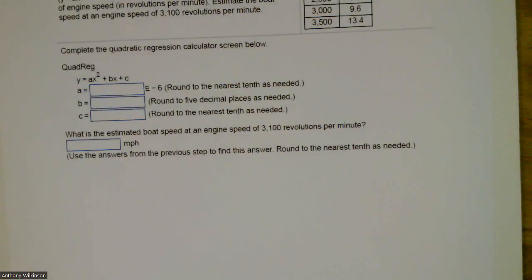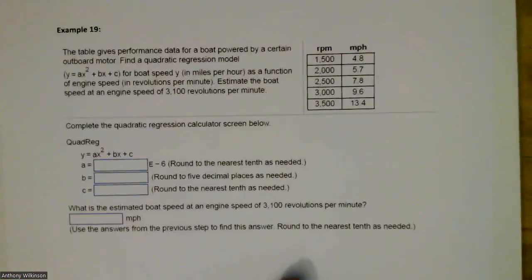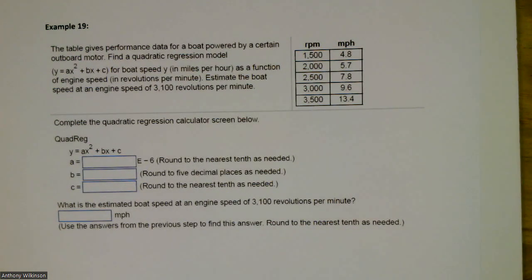So on the last page here, this is what we have. Here we're going to use a table. It gives the performance data for a boat powered by a certain outboard motor. We want to find the quadratic regression model, which is, of course, y equals ax squared plus bx plus c, for a boat speed y in miles per hour as a function of the engine speed in revolutions per minute. Estimate the boat speed at an engine speed of 3,100 revolutions per minute.